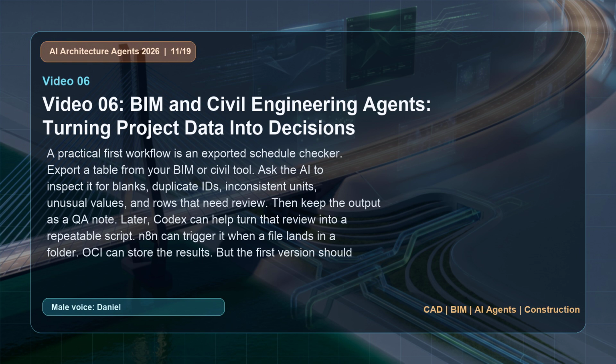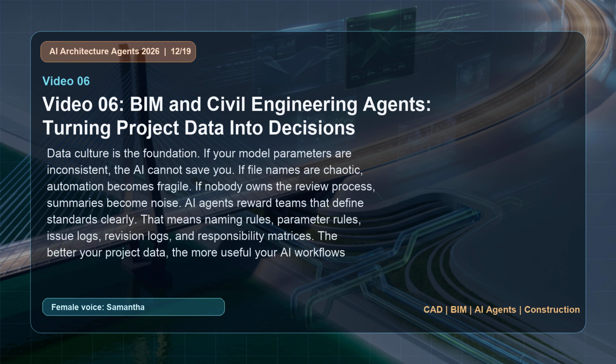A practical first workflow is an exported schedule checker. Export a table from your BIM or Civil tool. Ask the AI to inspect it for blanks, duplicate IDs, inconsistent units, unusual values, and rows that need review. Then keep the output as a QA note. Later, Codex can help turn that review into a repeatable script. N8N can trigger it when a file lands in a folder. OC can store the results, but the first version should be simple enough that the team trusts it.